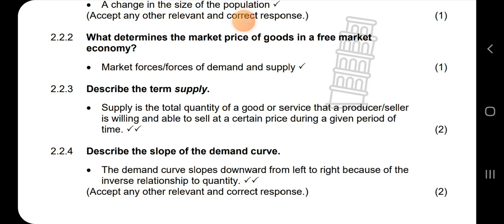If you don't understand any word, Google it, so that when you go into the exam, you'll know, oh, demand. When something is in demand, what does it actually mean? So 2.2.2 says, what determines the market price of goods in a free market economy? What determines the price of goods in a free market economy is the market forces, or forces of demand and supply. That was 1 mark.